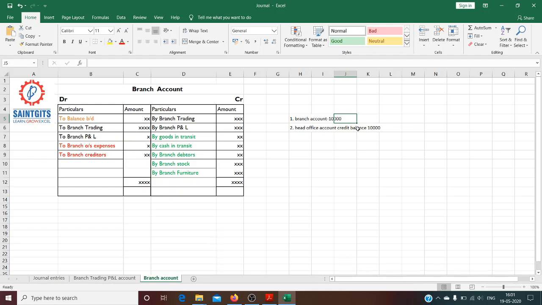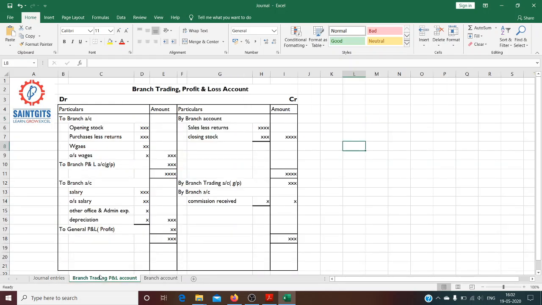Now, we'll move to the branch trading account. You just imagine a normal trading profit and loss account. We know that in a normal trading profit and loss account, we have to consider expenses and income. And in the trading account, we have to debit all the direct expenses, opening stock, etc. And on the credit side, we have to record sales and closing stock. And in the normal profit and loss account, we have to debit all the indirect expenses and we have to credit all the indirect income.